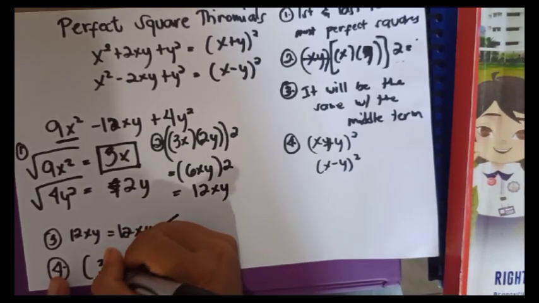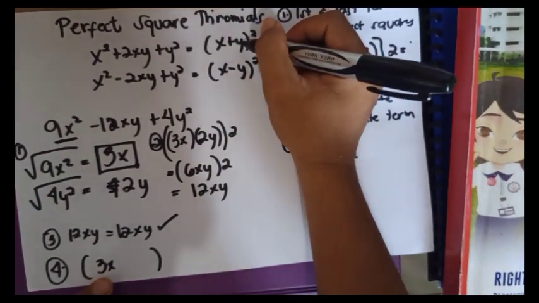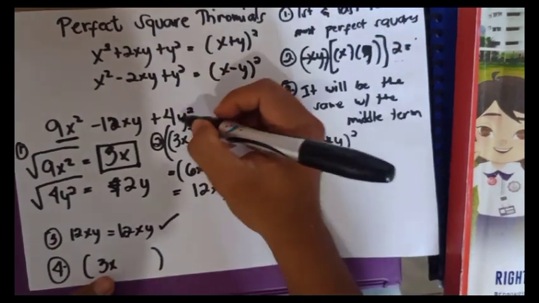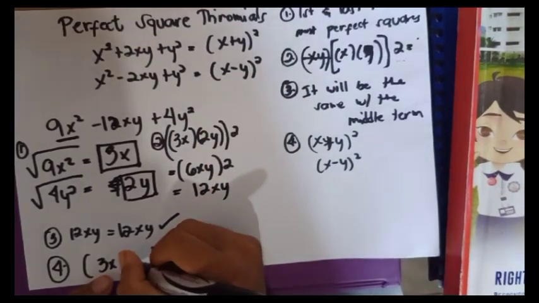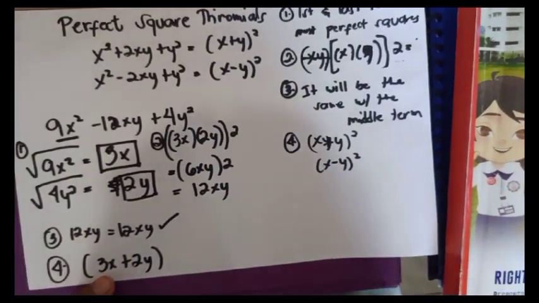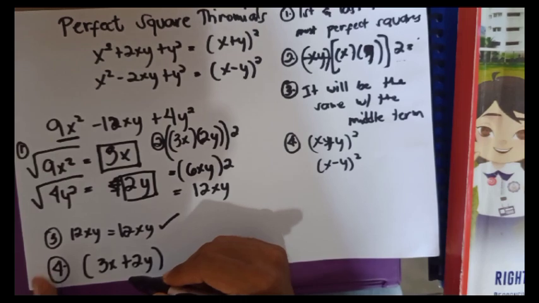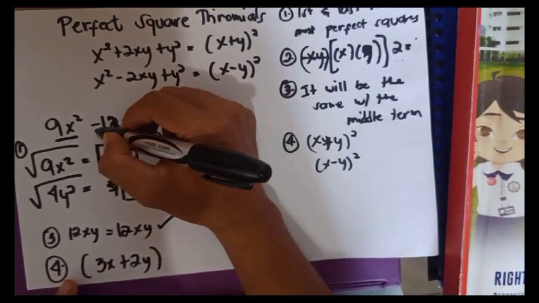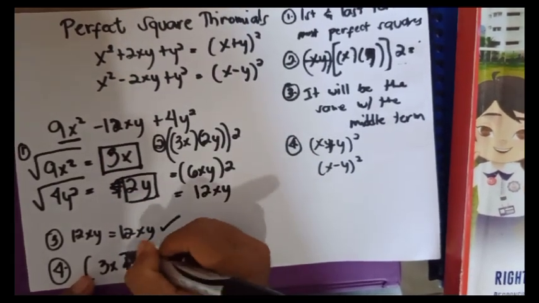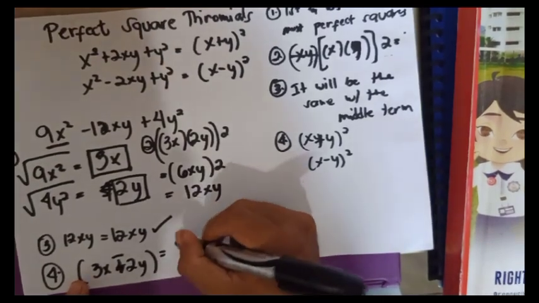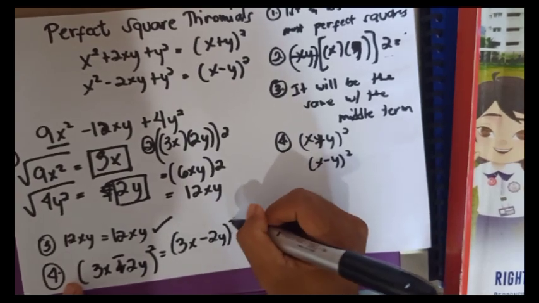3x. Now, what will be your y, or what will be your second term in the factored out form? It's going to be the positive square root of the last term, right? 2. Now again, is this the final answer? Is this correct? No, because in the expression, the middle term is negative. So here it should also be negative. So, our final answer is 3x minus 2y squared.